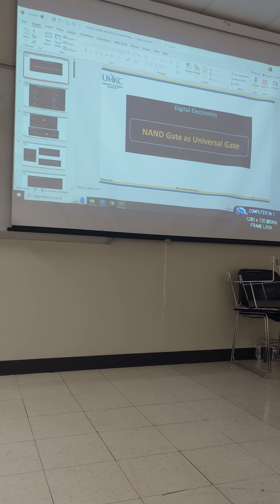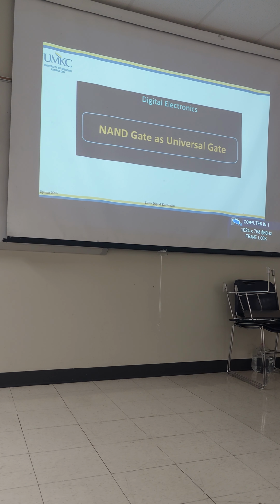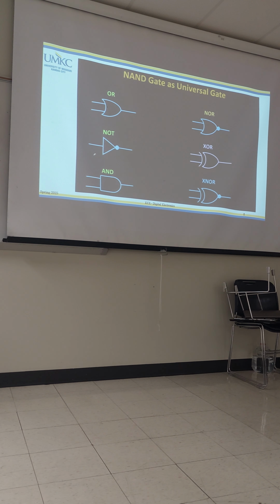The NAND and the NOR gate are known as the universal gates. So how can we implement any of the gates by using the NAND gate and NOR gate? First I look at the NAND gate. That means we can implement any of these gates by using the NAND gate. We have OR gate, AND gate, NOR gate, XOR gate, XNOR gate. So we can implement any of the 6 gates by using the NAND gate.